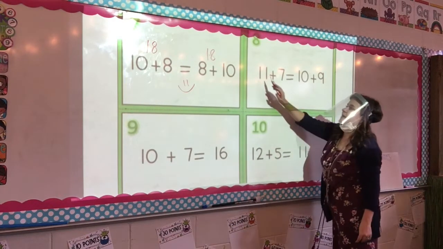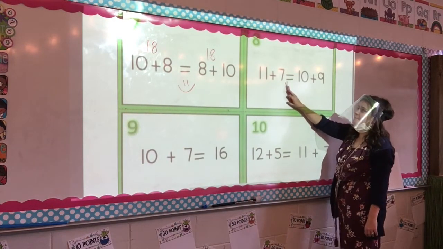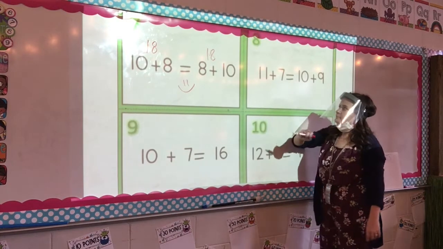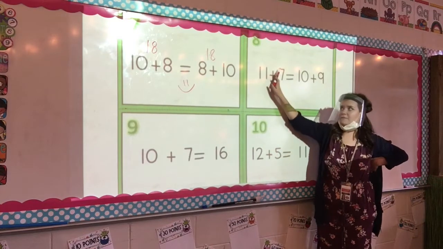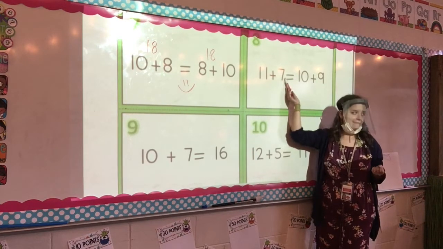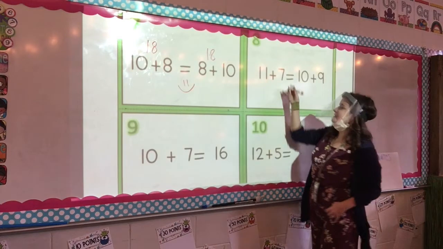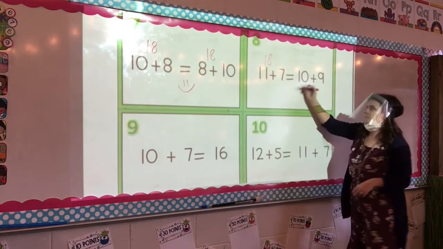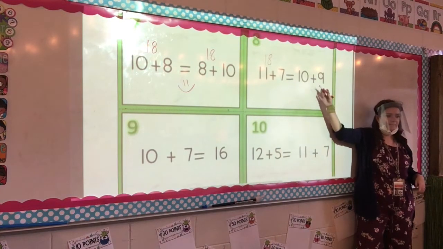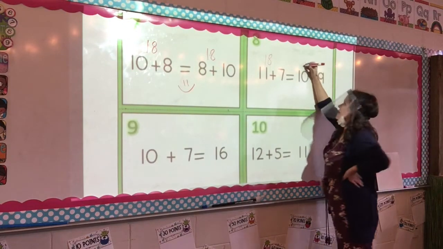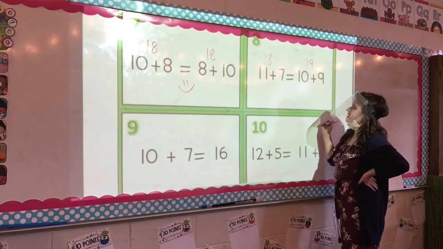Next, I have 11 plus 7 and 10 plus 9. I want you to solve the 11 plus 7 side. Whatever you need to do to count 11 plus 7. Brantley? 18. Hey, another 18. Then I've got an easier one. 10 plus 9. Micah, what's 10 plus 9? 19.